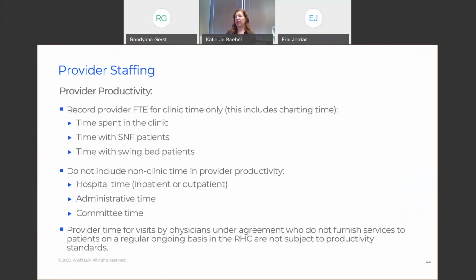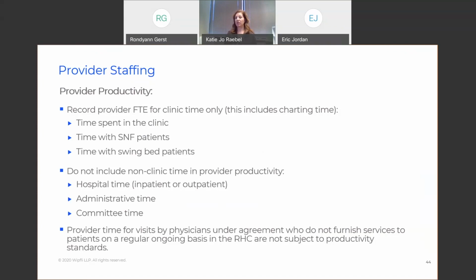When we're reporting FTE information, or let's say you're getting data from the clinic on your providers, we don't just want to look at payroll reports. We want to look at how much time those providers are actually able to see patients. Note that this does include charting time. So we want to include time spent within the clinic. If they're performing nursing home visits, we want to include that time. If we have swing bed patients, we want to include that time too.